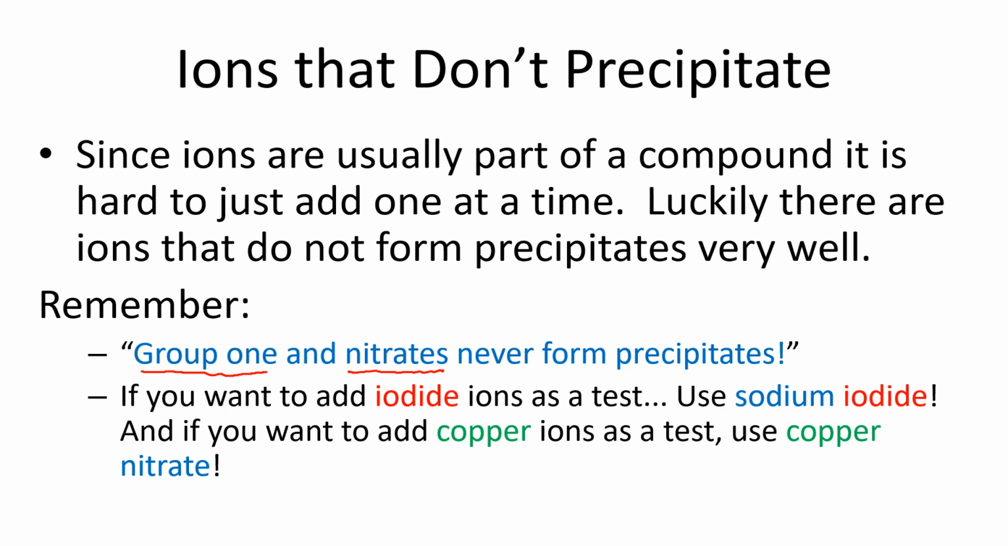So the example here is if I want to add iodide ions as a test, then I can use sodium iodide because it never forms precipitates. So really I'm just adding the iodide, and then I can see what will precipitate and the sodium won't interfere. If I wanted to add copper to solution, well, I could use copper nitrate because nitrates don't form precipitates. So the nitrate wouldn't interfere with the copper in the test.